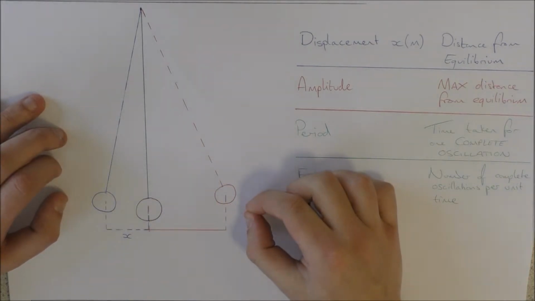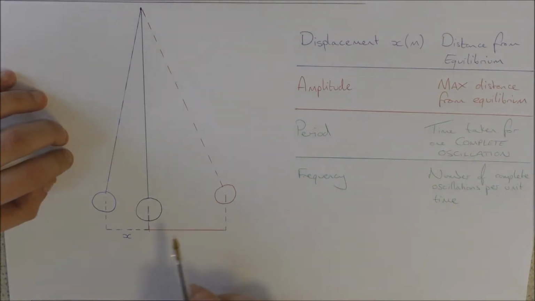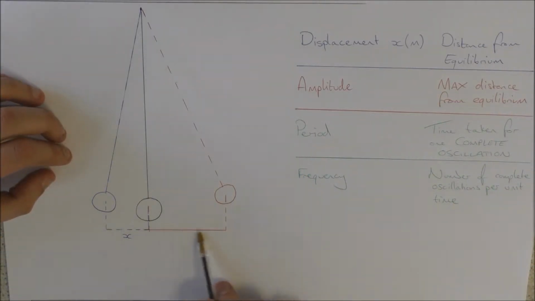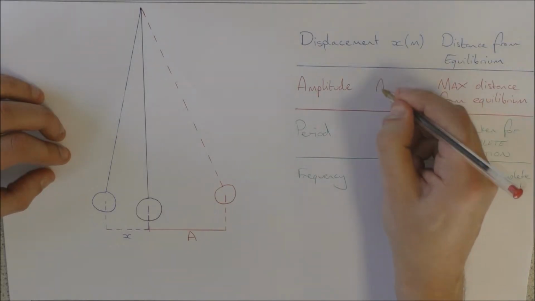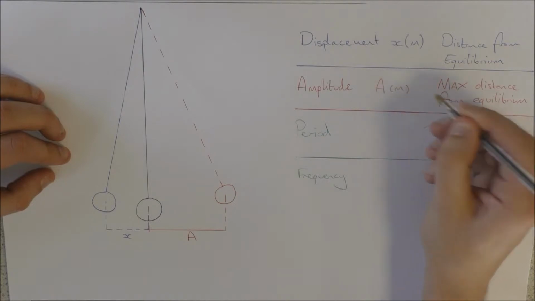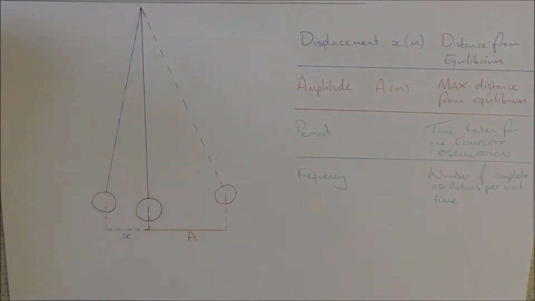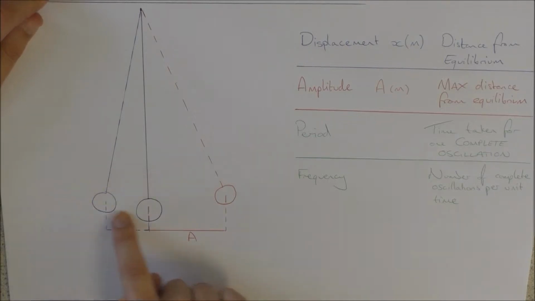When I've pulled it absolutely as far from equilibrium as I'm going to pull it, that displacement is now at its maximum, and our maximum displacement is called our amplitude. So we have a capital A for that, and that is also measured in meters. Now the period would be the time taken for one complete oscillation. So from one amplitude point all the way over to another and all the way back again.